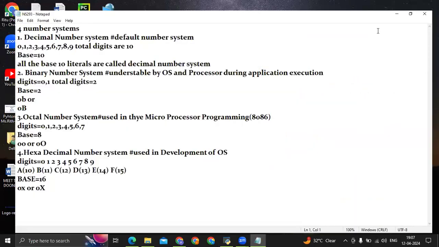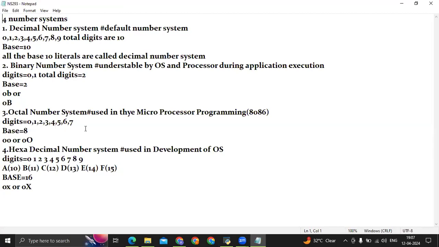Now, we have four number systems: decimal, binary, octal, and hexadecimal. The decimal number system is the default number system, where we have digits 0 to 9, a total of 10 digits, so its base is 10. The binary number system is understandable by the OS and processors during application execution, where the digits are 0 and 1. Total digits are 2, so its base is 2. It is identified by 0b, in lowercase or uppercase.